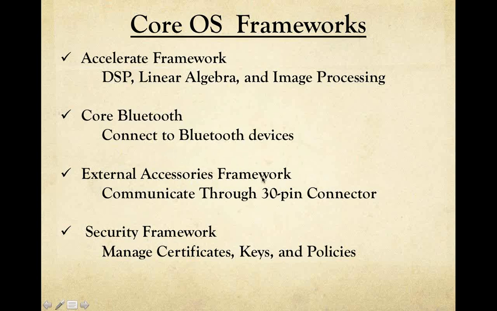External Accessory framework communicates through the 30-pin connector. In the iPhone 5, it is not 30-pin, it is something like 16 or 17-pin, but the iPhone 4 contains a 30-pin connector which is used to communicate with a laptop or something. So next, last thing is the Security framework.